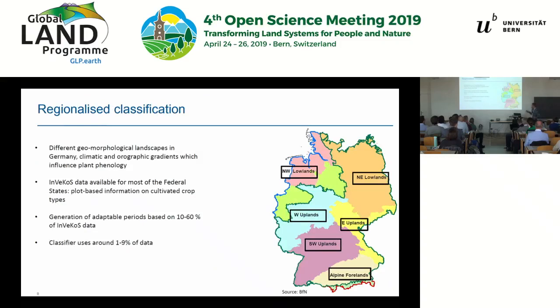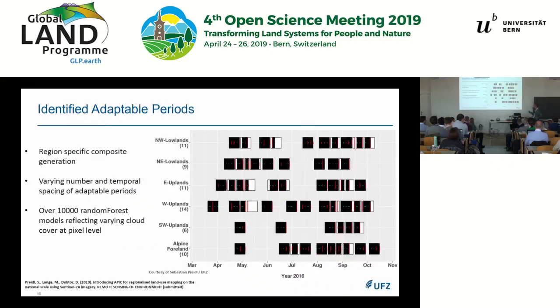And we also do a regionalized classification in order to account for this spatially varying training data availability and cloud coverage. Here we divided Germany into 6 areas: the northwest and east lowlands, the uplands in the west, southwest and east, and the alpine forelands. And that's what we get. These are the flexible composite periods now. And you can see they are not equally spaced over time, the black boxes here.